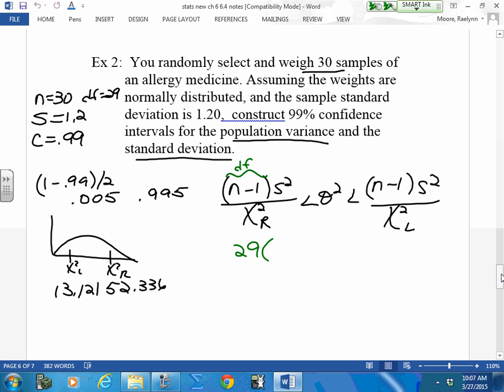Now, here's the catch. The s squared is a variance. They gave us a sample standard deviation. So in this case, we're going to do 1.2 squared. We need a variance. We take the sample standard deviation, we square it. We're doing an interval for a variance, so we need this to be a variance. I'm going to do the numerator of this first. Isn't it the same exact thing? Yes. Same exact thing.